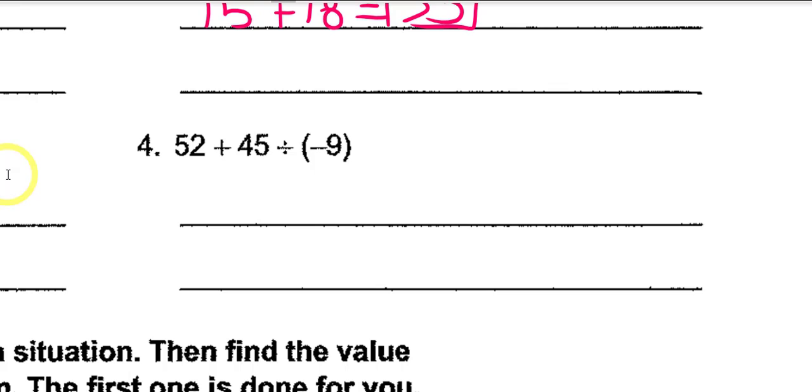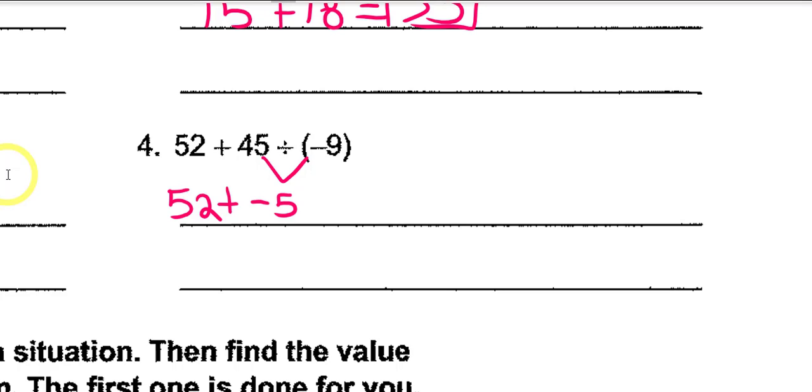For number 4 on this page, we've got addition and division in the problem, so I'm going to do division first. 45 divided by a -9. A positive divided by a negative is going to give me a negative, and 45 divided by 9 is 5. Bring down the plus sign that's before and the 52.